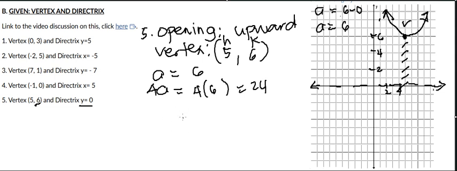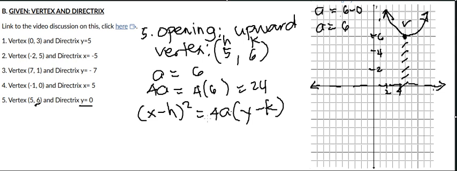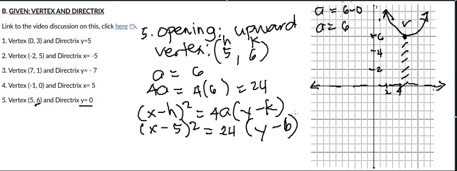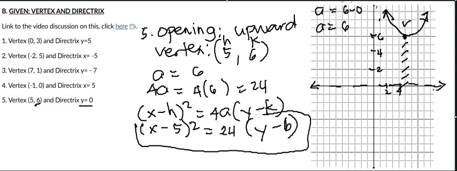So writing our standard equation, this is opening upward, so we start with x minus h squared equal to, facing positive numbers, 4a times y minus k. Plugging in, we've got x minus our h, which is 5, squared, equal to 4a, which is 24, times y minus our k, which is 6. So that is how you write our standard equation of the parabola.